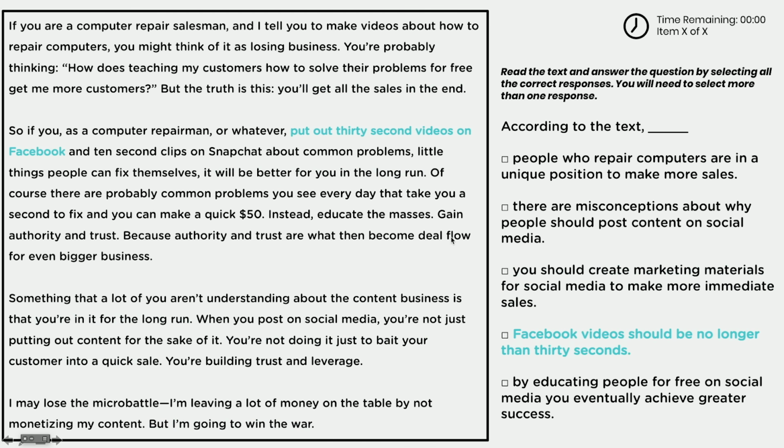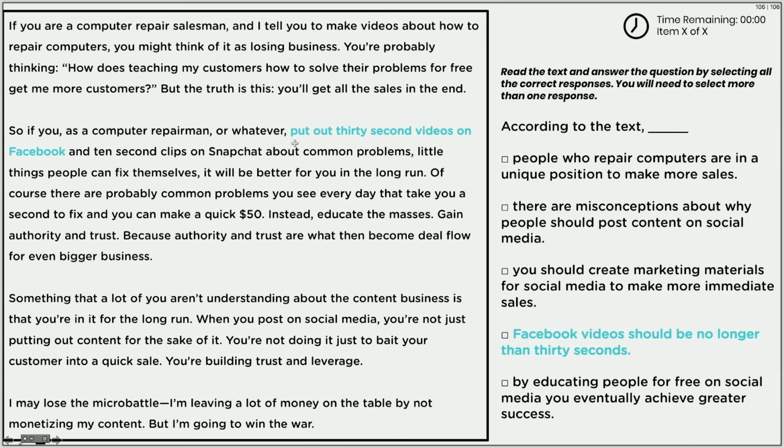Next one says Facebook videos should be no longer than 30 seconds. Okay, well, this one says put out 30-second videos on Facebook. Does it say any advice or any sort of should type of words here about the time length of videos? No, this one is not strong enough. It does kind of mention the length of time, but there's no advice given here, really. I'm not going to select that one. It's not a good answer option.